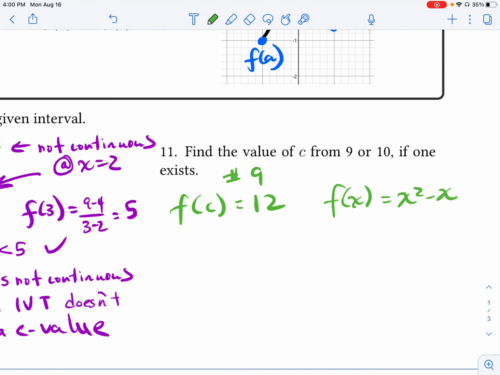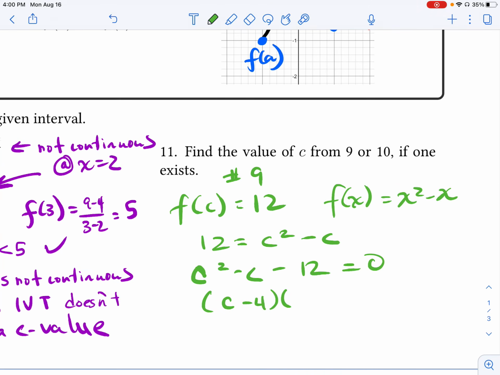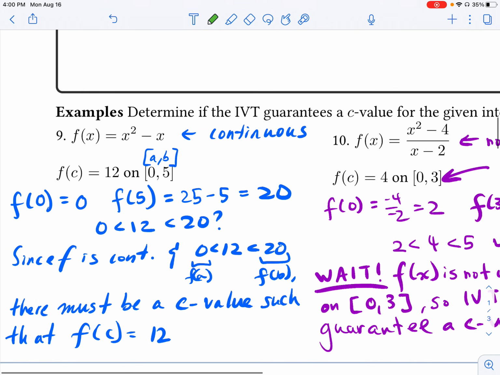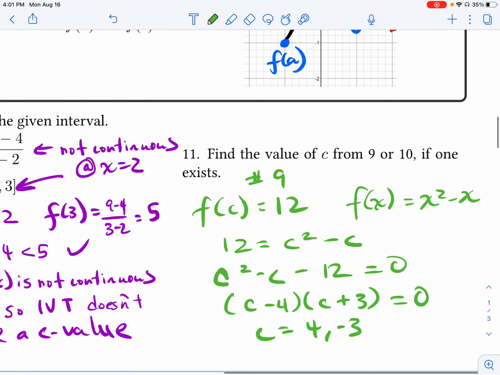Since we're finding the C value, we're going to say 12 is equal to C squared minus C. C squared minus C minus 12 is equal to 0. That factors as C minus 4 times C plus 3. So C could be equal to 4 or -3. Now, hold on one second. Remember what the interval was from number 9. The interval was 0, 5.